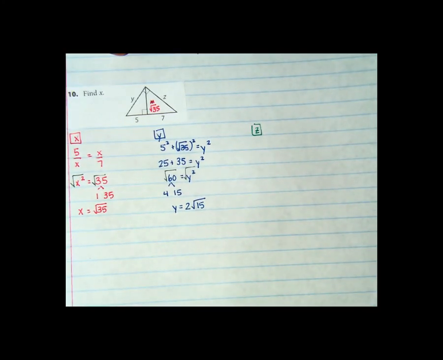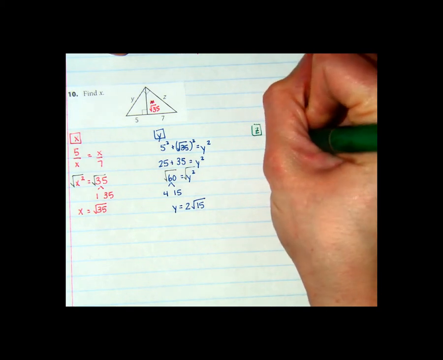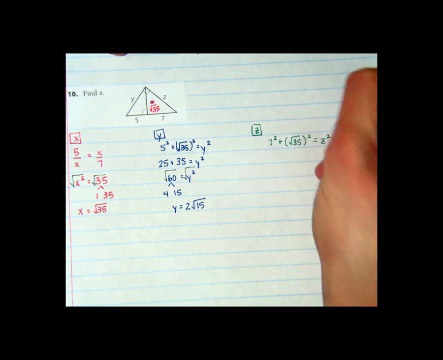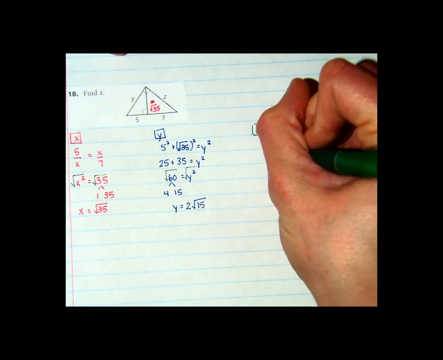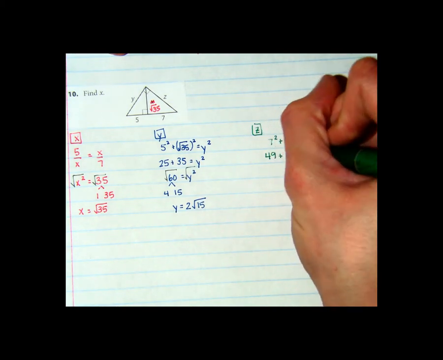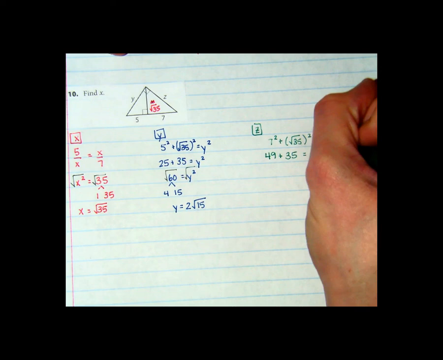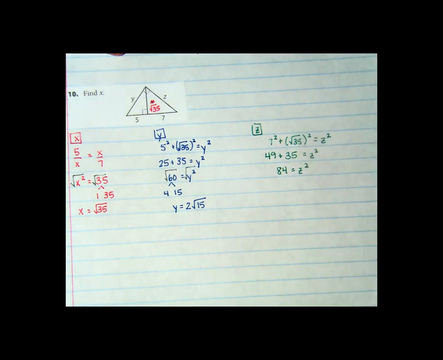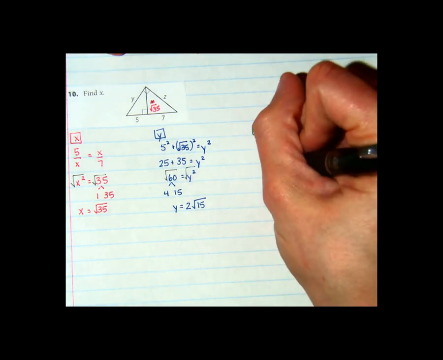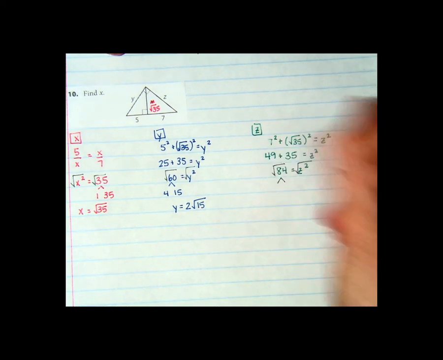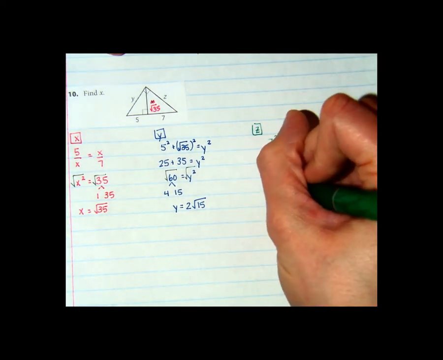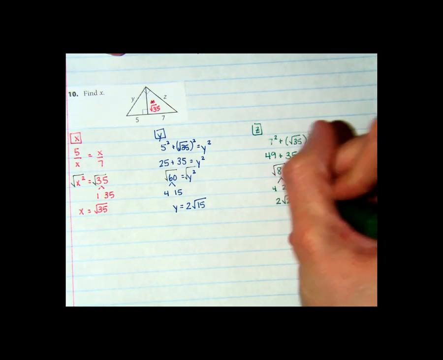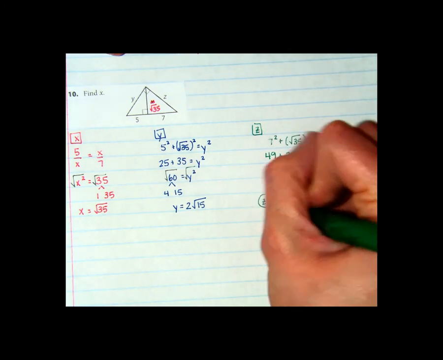Alright, how about z? What'd you set up? And 7 squared? And we already know that the square root of 35 squared is 35. What is 49 plus 35? So take the square root. Four and 21. Does it not seem that they all break into 4? There are your 3 answers.